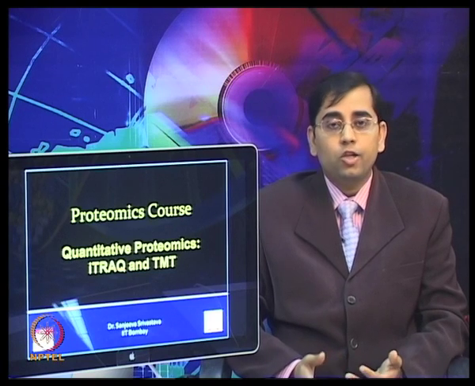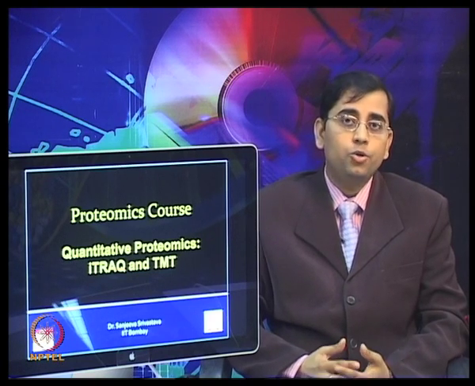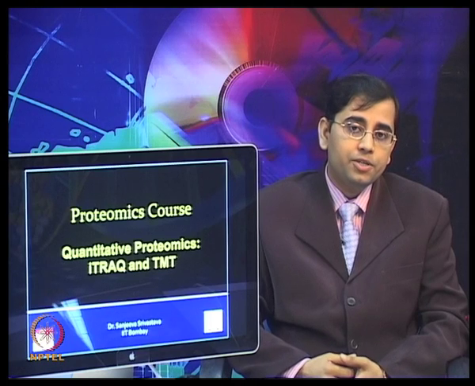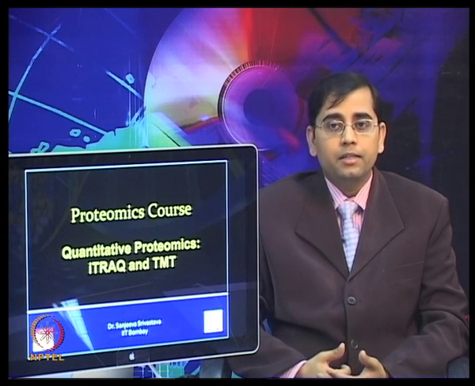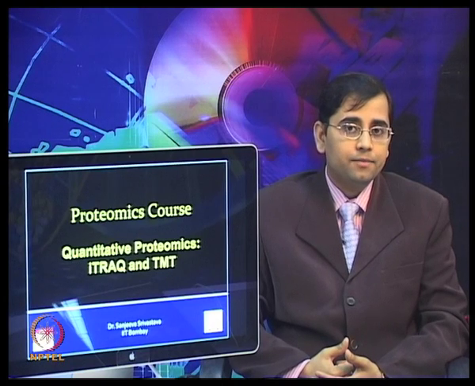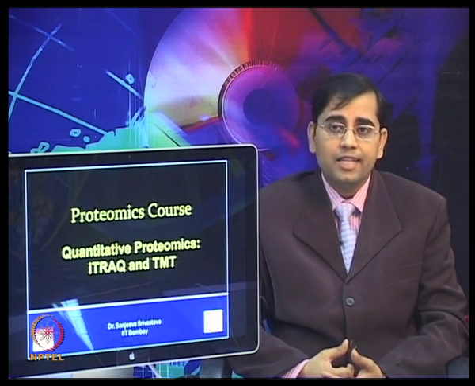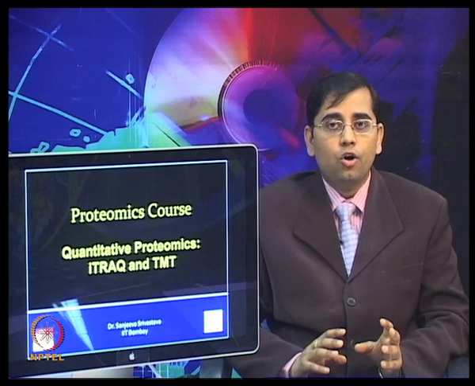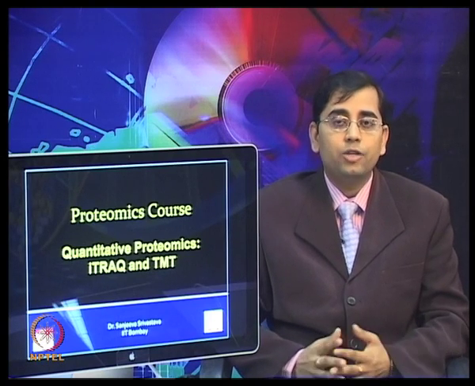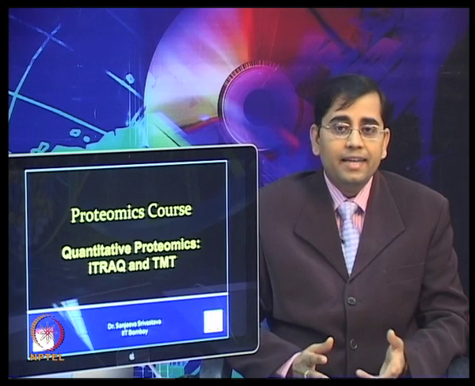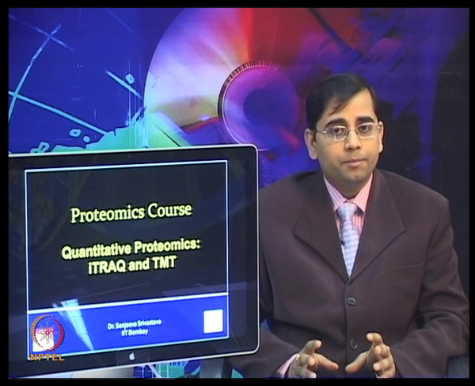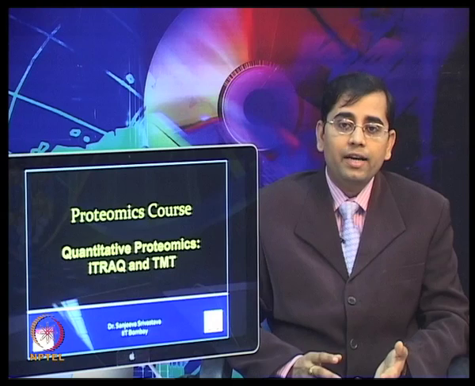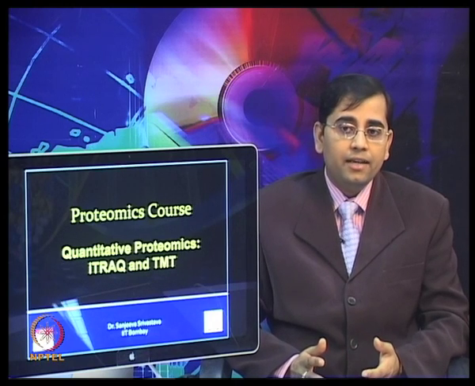iTRAQ, or isobaric tag for relative and absolute quantification. The identification and quantification of complex protein mixtures have been facilitated by the mass spec based quantitative proteomic techniques. The iTRAQ reagent consists of amine specific stable isotope reagents that can label peptides of up to 4 or 8 different biological samples. Although both ICAT and iTRAQ are similar in the overall concept, the ICAT method relies on tagging cysteine residues, whereas the iTRAQ method is based on tagging the primary amines.